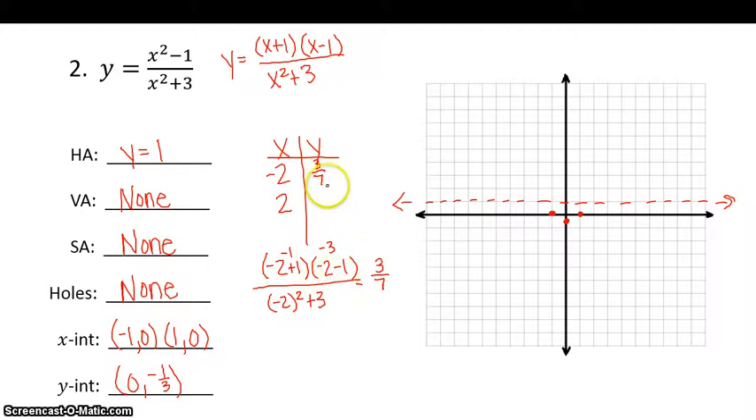And then if I plug in positive 2, I would get 2 plus 1, 2 minus 1, all over 2 squared plus 3. So the bottom is going to be 7 again. 4 plus 3 is 7. This will be positive 3 times positive 1, so that'll also be 3/7. So if I go negative 2, 3/7 will just be a little above, and positive 2 and 3/7.